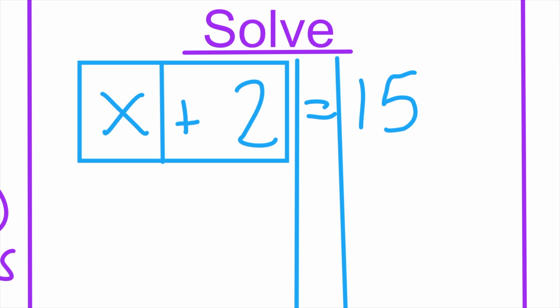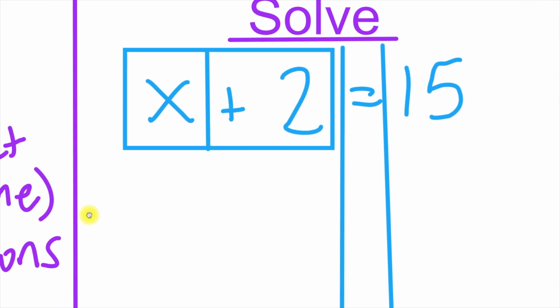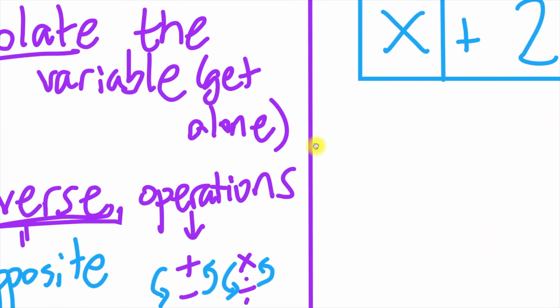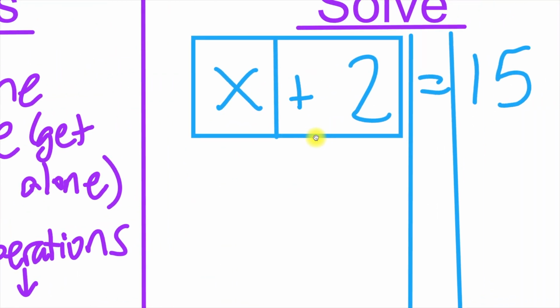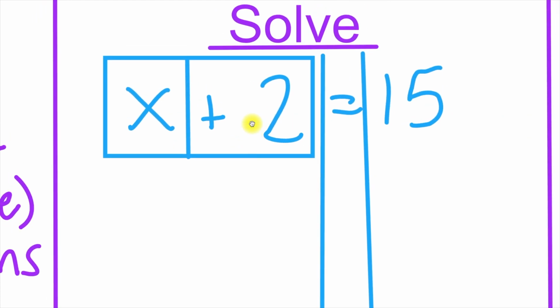So my goal is to get this variable x by itself. So what I want to do is cancel out this plus 2 with the inverse operation. Remember, we spoke about inverse operations. Since we're adding 2 to this side, the only way to get that by itself is to use the inverse operation of addition, which is subtraction.